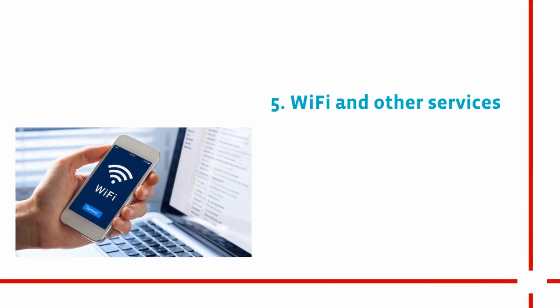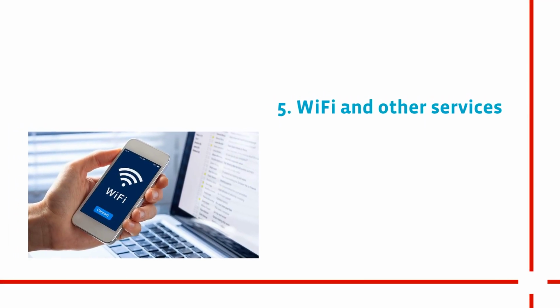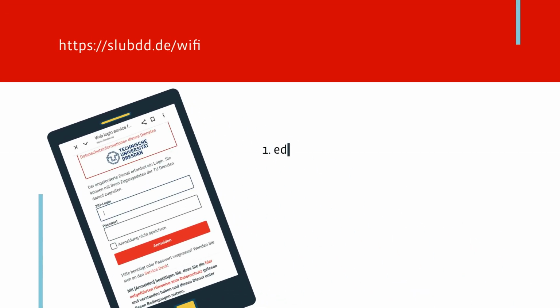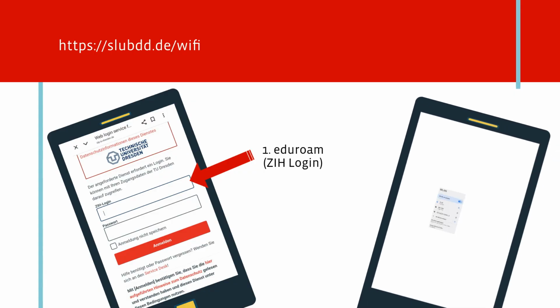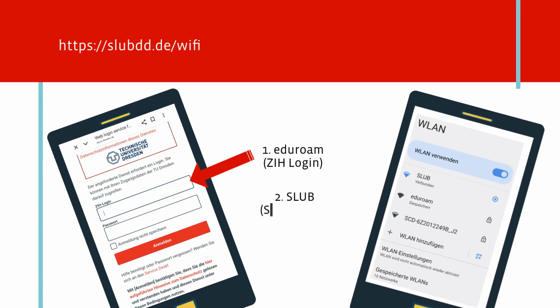Let's now move on to the topic of Wi-Fi and other services offered by the library. Members of TU Dresden can use their ZIH ID to log into the EduRoam network. SLUB Wi-Fi is also available at all SLUB libraries.